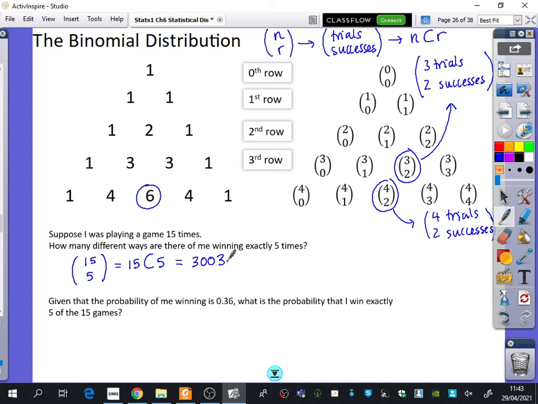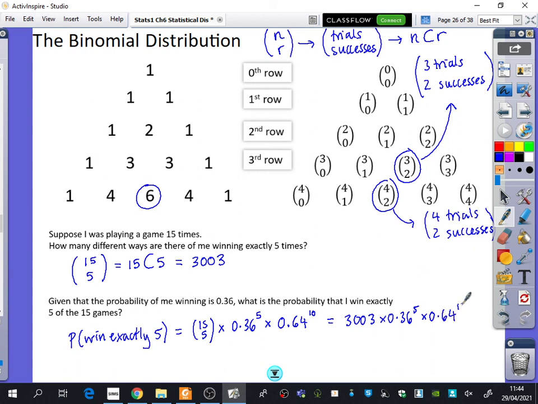And I don't think our brains would have expected it to be that high, would we? So now we're actually going to have a look at this. Given that the probability of me winning is 0.36, what is the probability that I win exactly 5 of the 15 games? So the probability that I win exactly 5 is going to be equal to 15 choose 5 multiplied by 0.36 to the power of 5, because I'm going to win it 5 times, multiplied by 0.64 to the power of 10, because I want to lose 10 times. So that's going to be 3003 multiplied by 0.36 to the power of 5 multiplied by 0.64 to the power of 10.